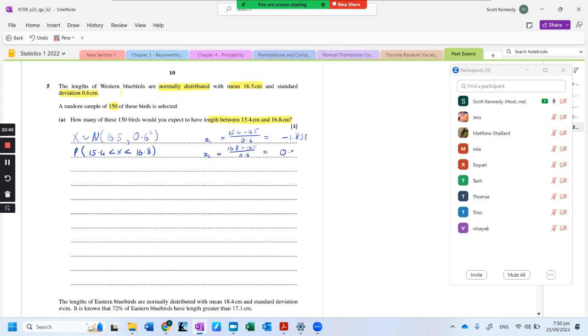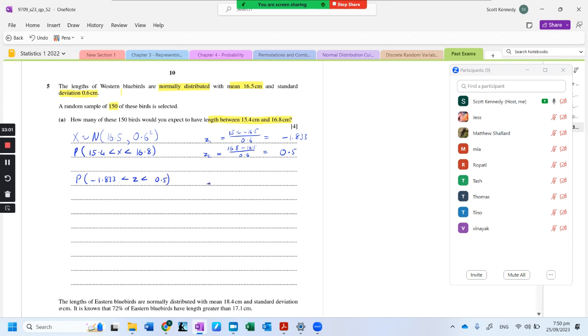That gives us 0.3 over 0.6, so 0.5. And now we can convert this into the probability that negative 1.833 is less than Z, because it's a Z number, is less than 0.5.